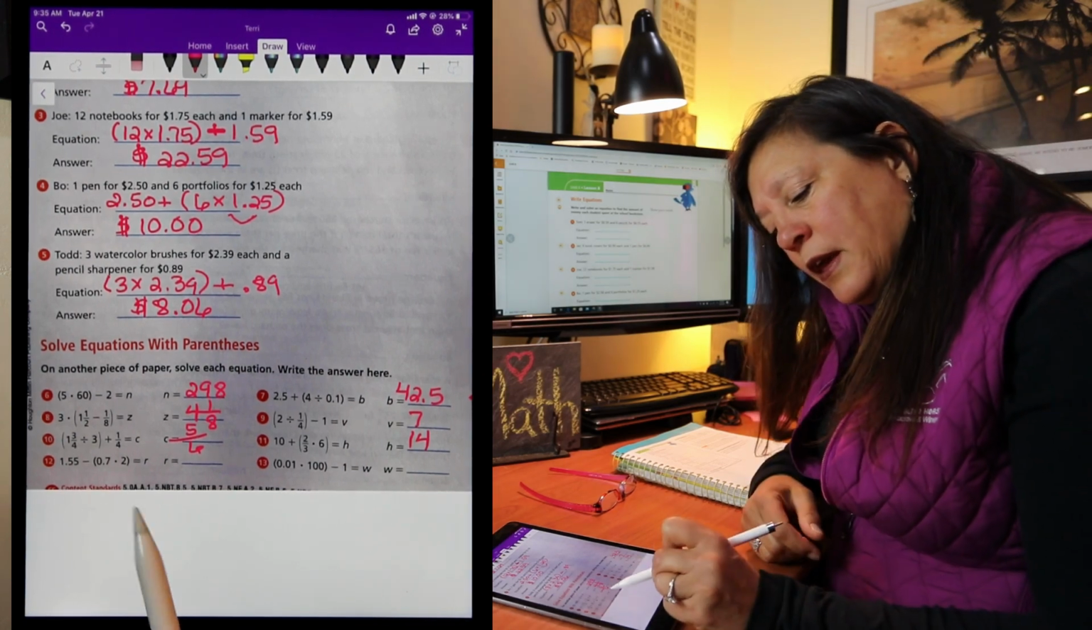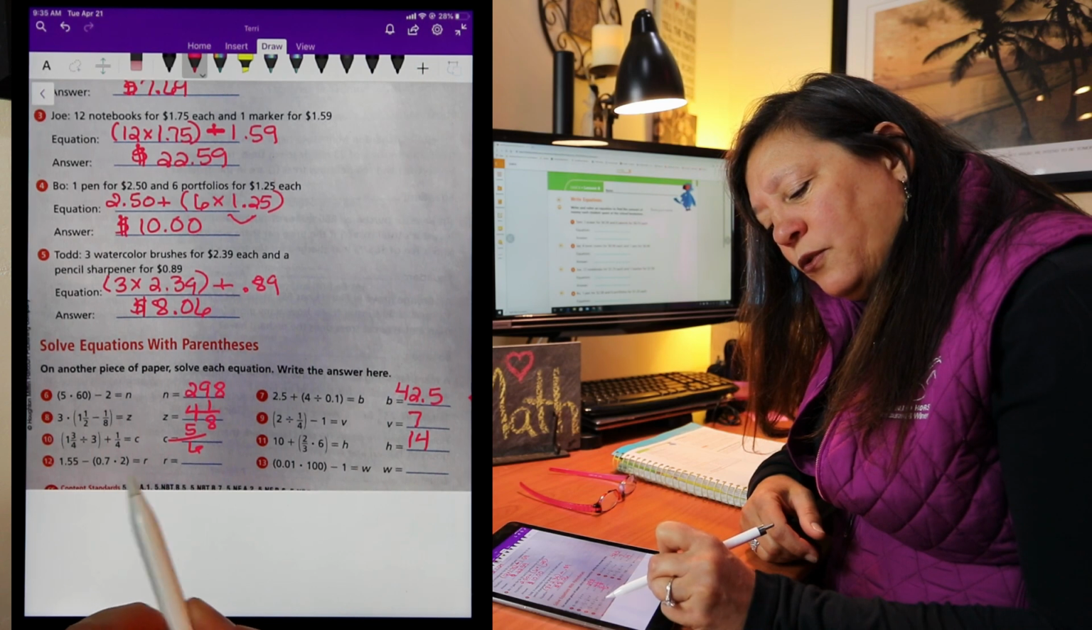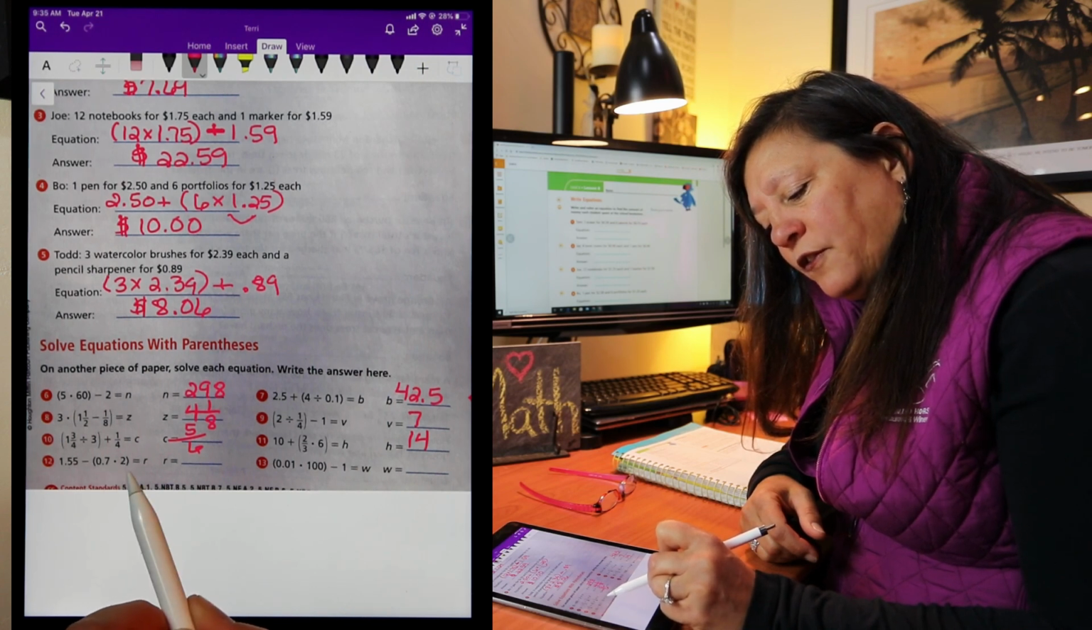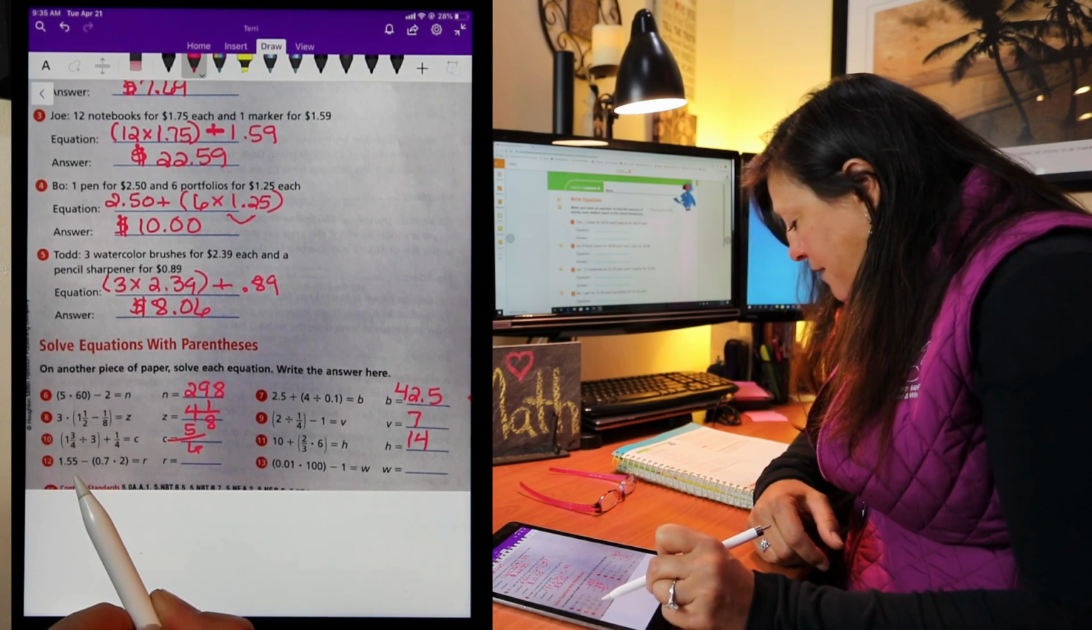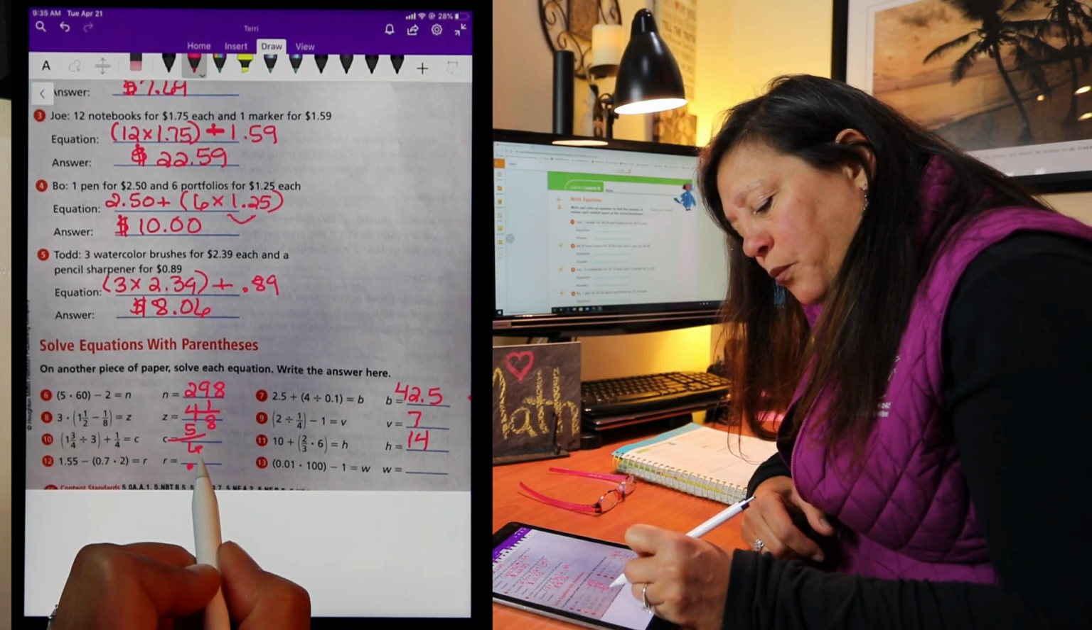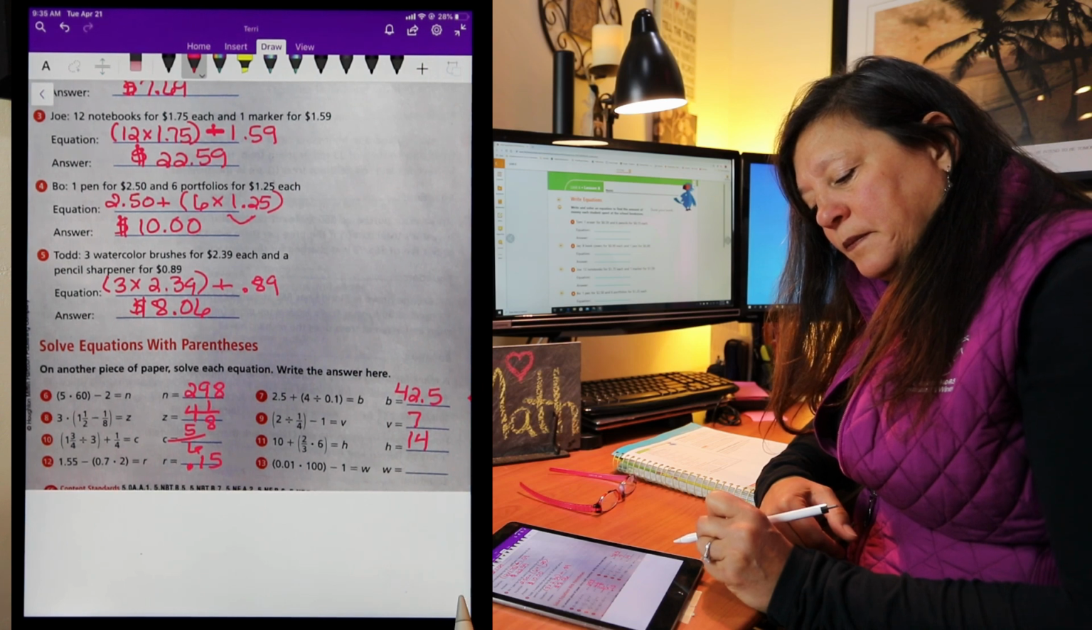Number 12, 0.7 times 2. You're going to do that operation first. And then subtract your answer from 1.55. And you should get 0.15 when you're all done.